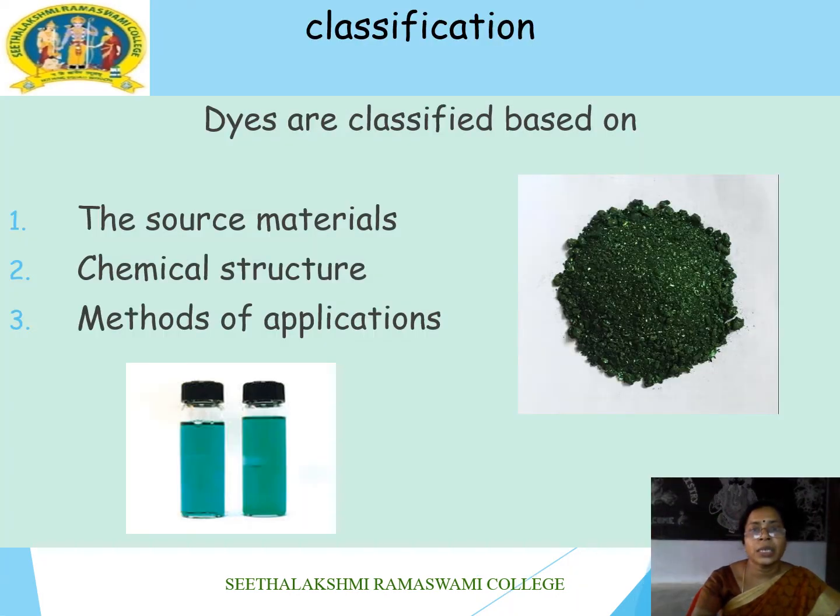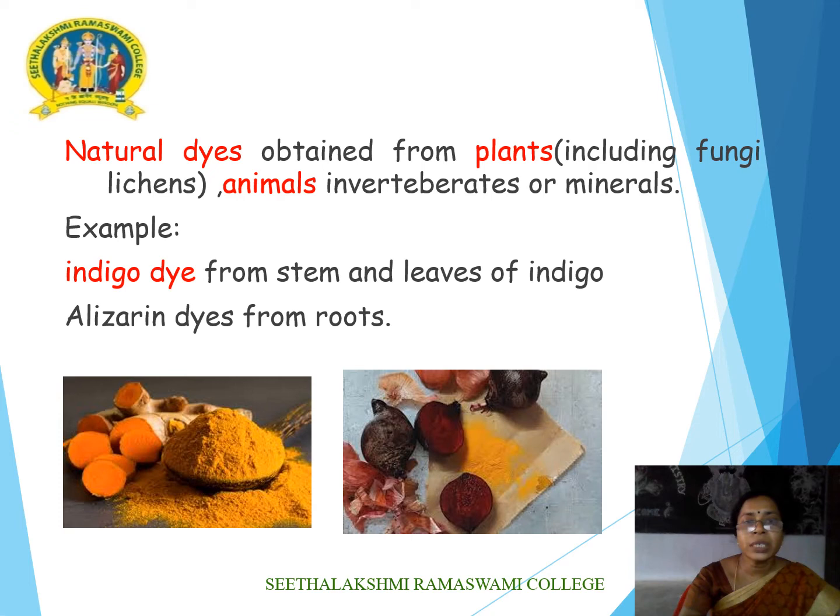Next, let us see how dyes are classified. Dyes are classified mainly into three types: based upon the source material in which they are available, based upon the chemical structure, and based upon the mode of application. First, let us see based upon the source from which they are available.